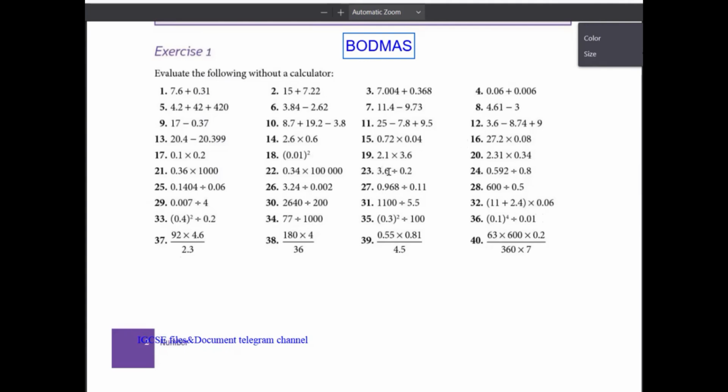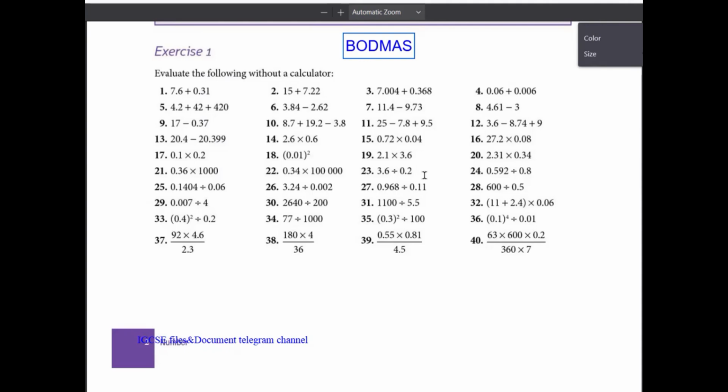Like this is 3.6 divided by 0.2. This 0.2, to make it 2, we need to multiply it by what? If we multiply it by 1, are we going to make it 2? No. If we multiply by 2, are we going to make it 2? No. So 0.2 multiplied by which number? It will be 10.